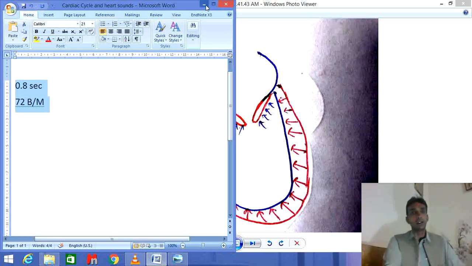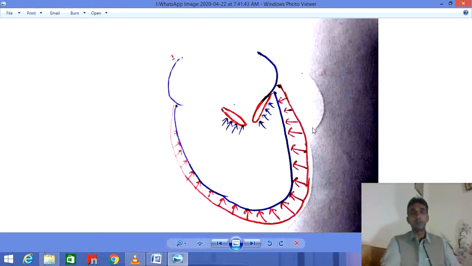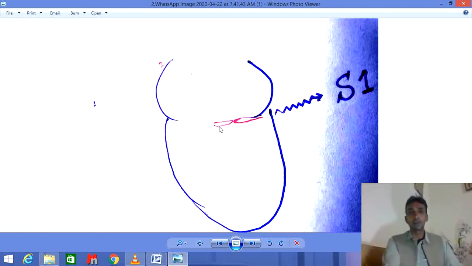Another important thing, the S1 sound. The S1 sound is created by the bicuspid valve and the tricuspid valve. You can also see in the diagram of the heart that this portion is called the base of the heart, and this portion is called the apex of the heart. The apex of the heart lies on the left of the sternum, and the base of the heart lies on the right of the sternum.